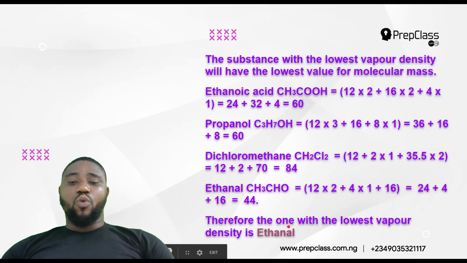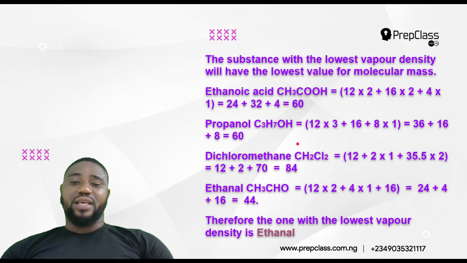So I said that therefore the one with the lowest vapor density is ethanol. You can see that this one is 60, 60, 84, 44. Since ethanol has the lowest molecular mass, it will have the lowest vapor density. So the correct answer there is ethanol.